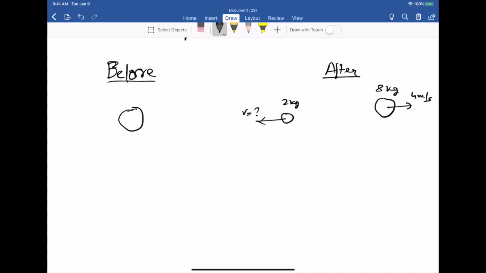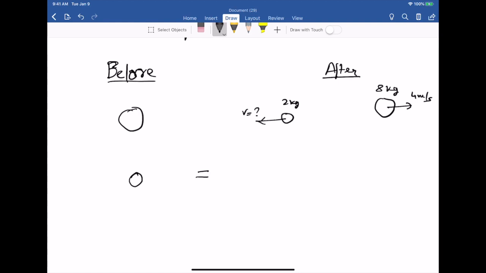So what you do in conservation of momentum problems is that you always set the total momentum before the explosion or collision equal to the total momentum after the explosion or the collision, right? Because momentum is conserved. So what was the total momentum before? It was just 0 because nothing was moving. So the total momentum before was 0. What is the total momentum after the explosion?